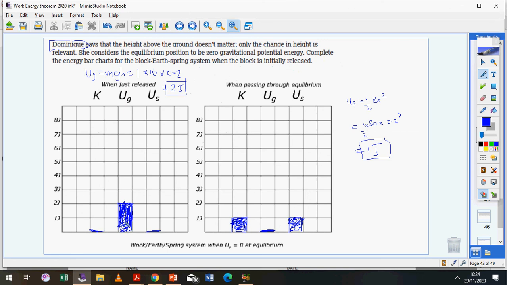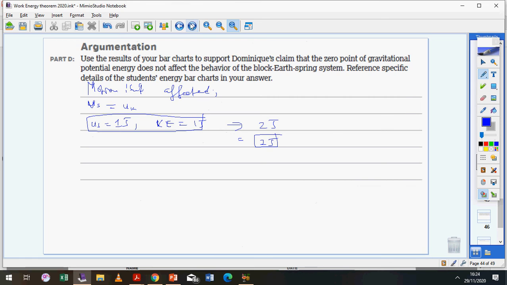And this really is the point. Is the total mechanical energy the same? Yes. So Dominic is right that the choice of 0 does not affect the behavior of the block-spring system. Right? Hope that makes sense. Maybe something else I can add to this is that the kinetic and elastic potential energies are not affected.